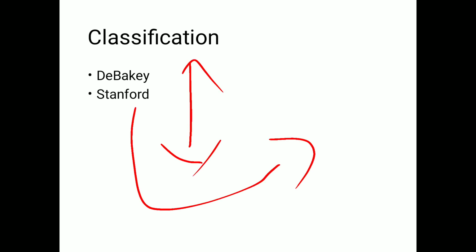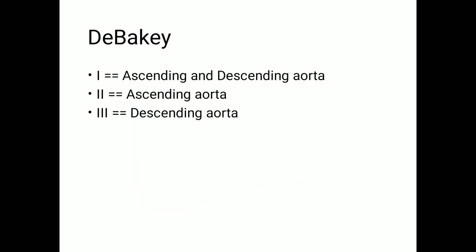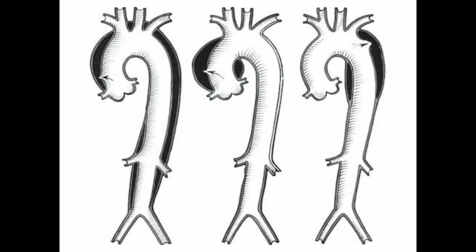And classification, depending upon the site of involvement, there are two types of classification, that is DeBakey and Stanford, of which Stanford is used for treatment and management purposes. DeBakey classifies this into three types, type 1, 2 and 3. Type 1, the dissection involves both the ascending as well as descending aorta. Type 2, only ascending aorta involved, and type 3, descending aorta is involved. You can see here, type 1 involves both the ascending as well as descending, type 2 only the ascending, and type 3 descending.